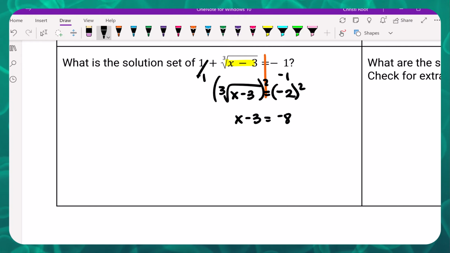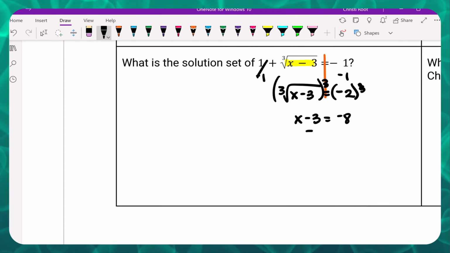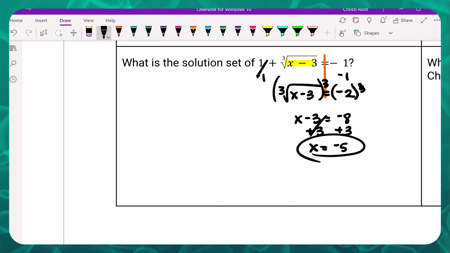So this is an example of making sure that you have your cube root isolated, and then you have to raise it to a power. I did it the wrong way. That should be power of 3, not squared. But it is still -8, so I got that part right. Then we're going to add 3 to both sides. So I want it with -5.